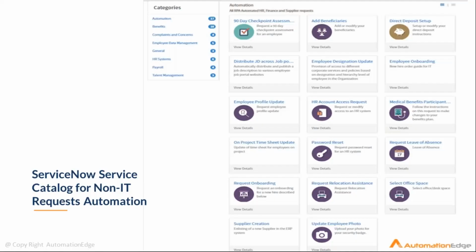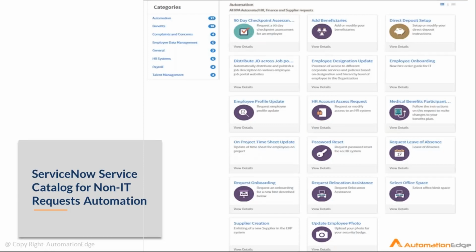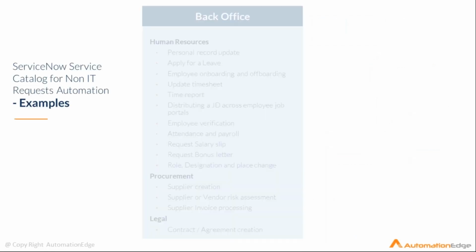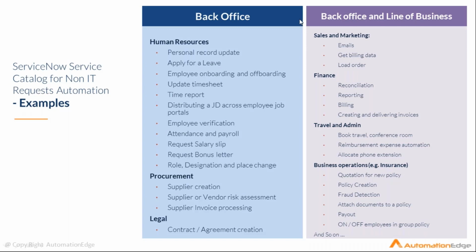So this is how your catalog would look, and some of the catalog elements or requests are automation candidates, and let me talk about those. Here, for example, in a back office, somebody wants to update a personal record, and that request can come from ServiceNow, and AutomationEdge picks up that request once it is put in ServiceNow and updates the personal record in your HRMS system using the technology I talked about, which is RPA.